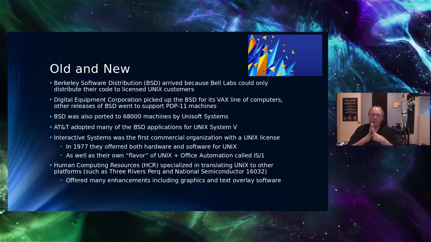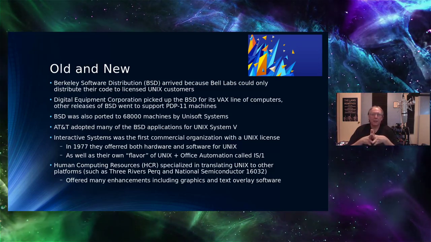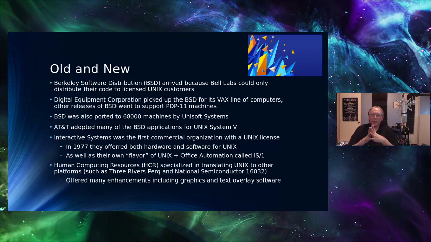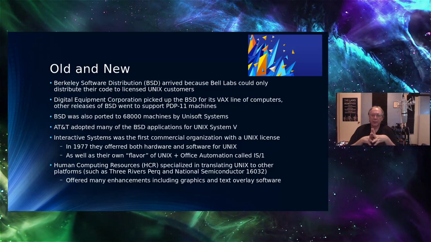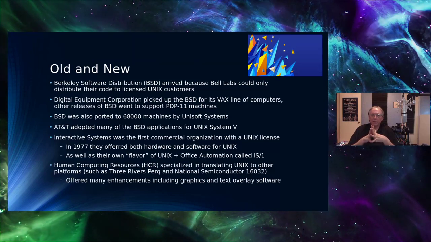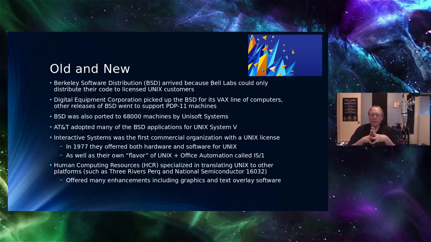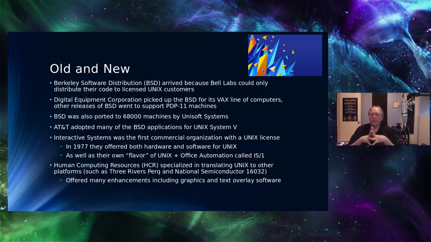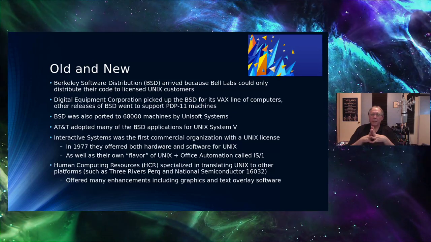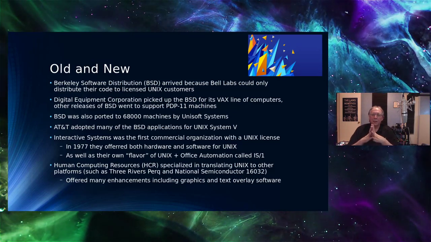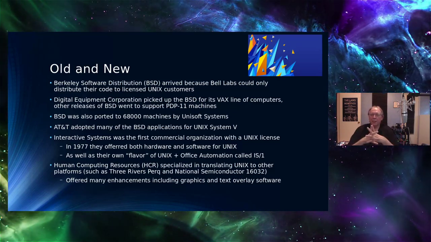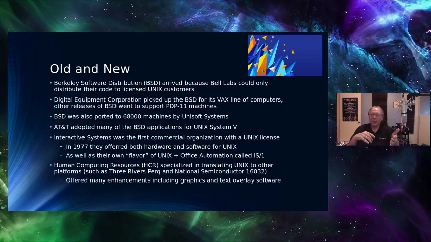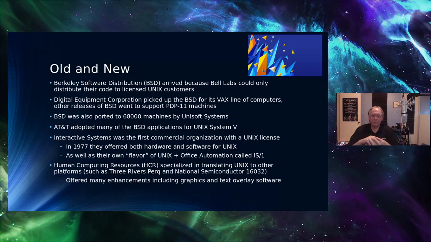And in 1977, they were selling both hardware and software with Unix installed on it, which they were quite successful at. Later on, when AT&T released the versions that allowed them to sublicense, they created their own version of Unix and offered office automation software with it, and they called that IS-1. So right there, you see differentiation coming into the marketplace as corporations try to differentiate themselves from their competitors.